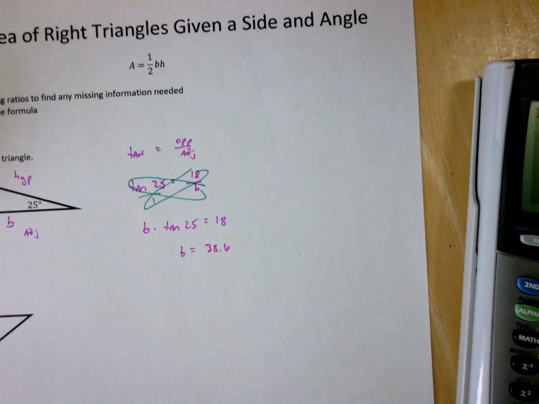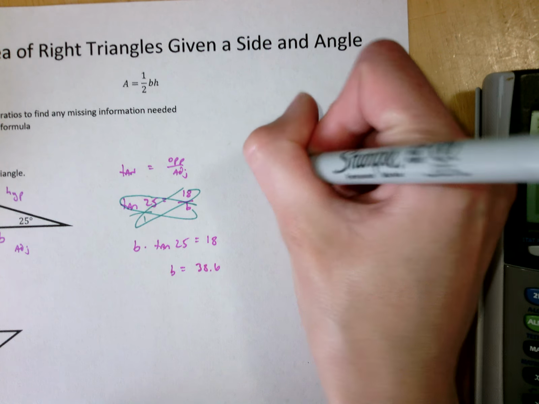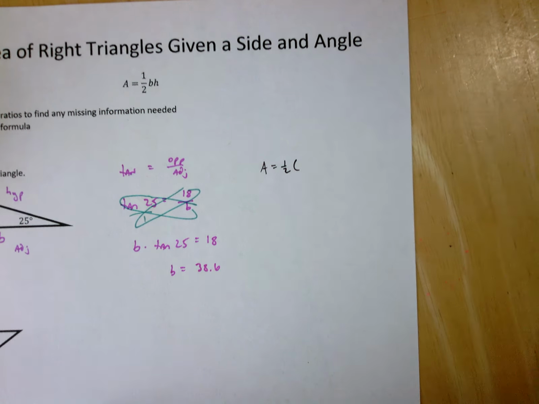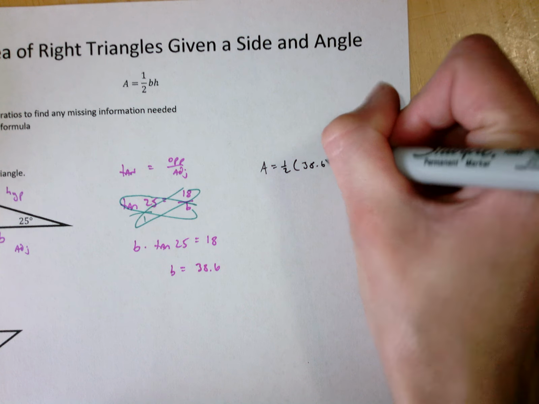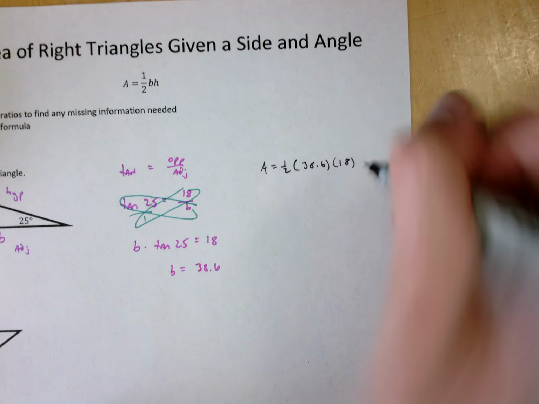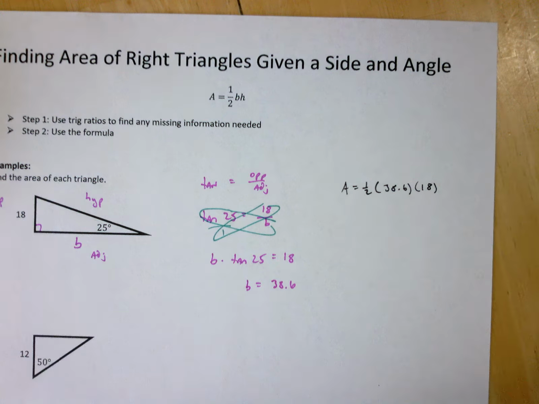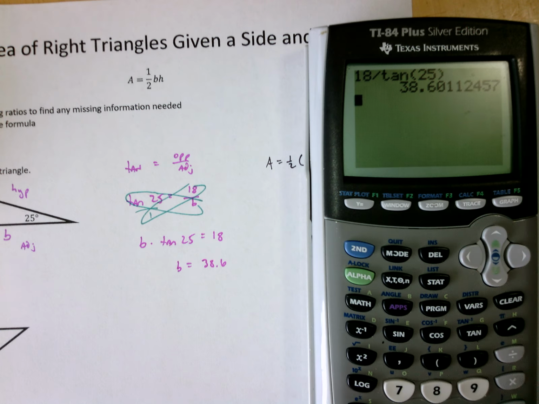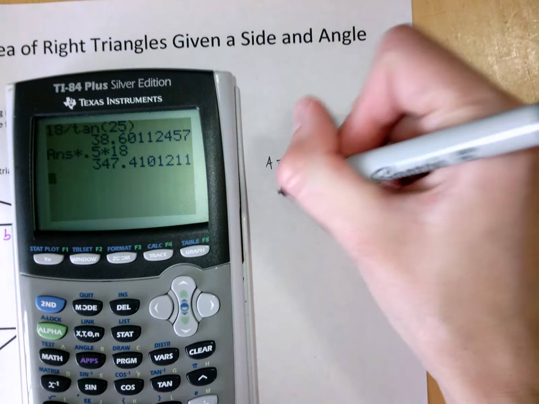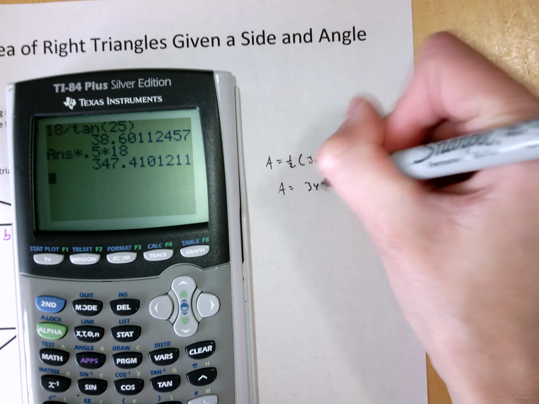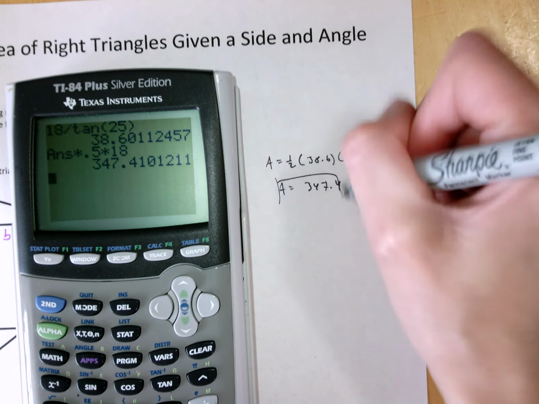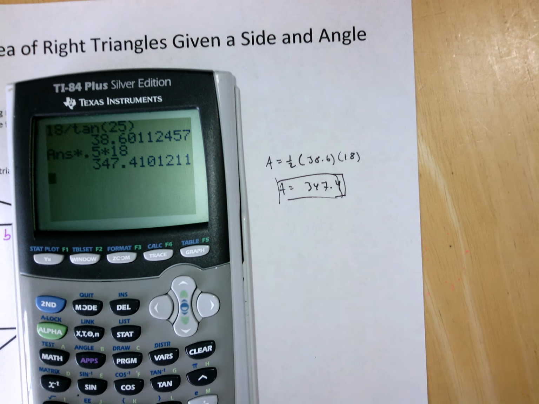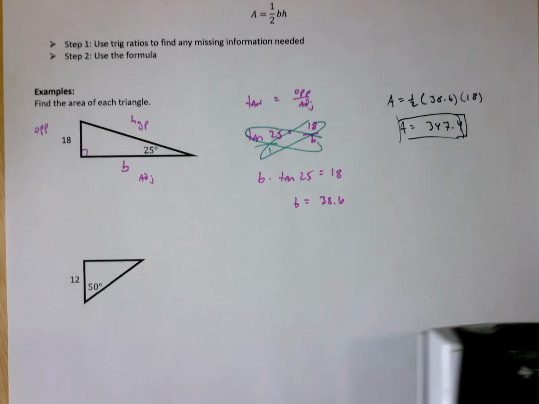So now all I have to do to calculate my area is just 1/2 base times height, right? So my area is 1/2 of the base, which is the 38.6, times the height, which is 18. I can just pull that right off of my triangle. Cool, plug that in my calculator. So I'm doing that previous answer times 0.5 times 18. So the area of this triangle is 347.4 square somethings. Feet, centimeters, I don't know. All right, there we go.